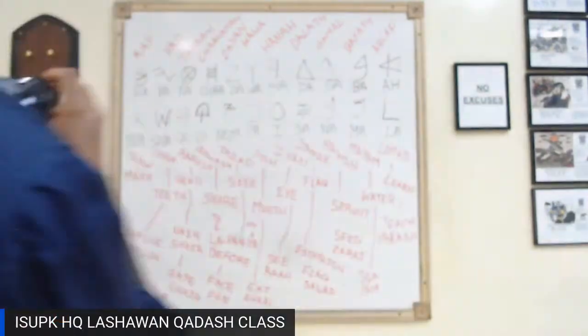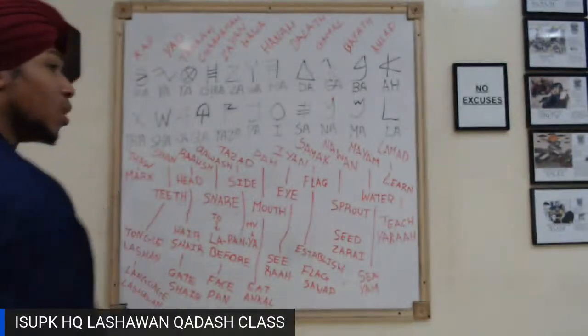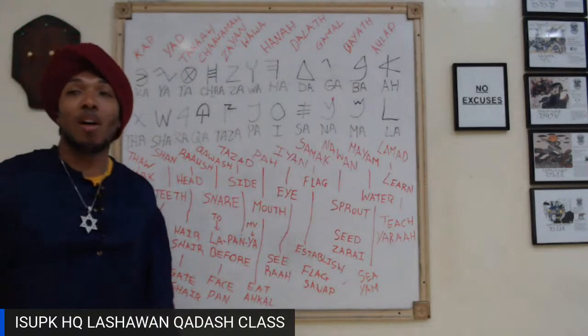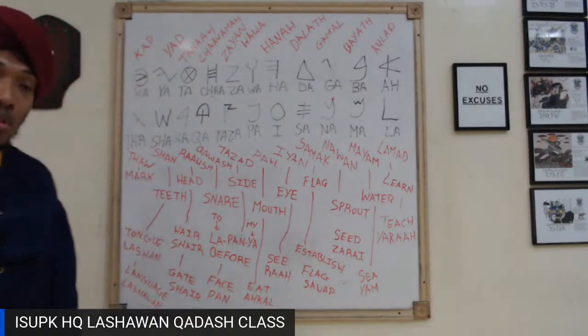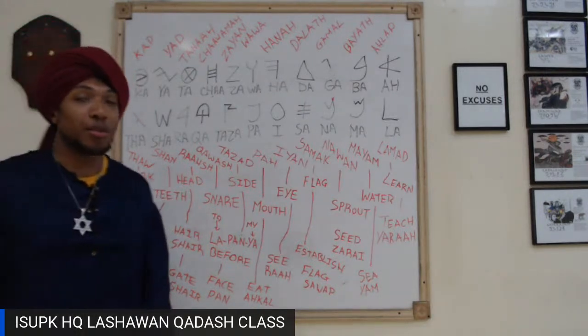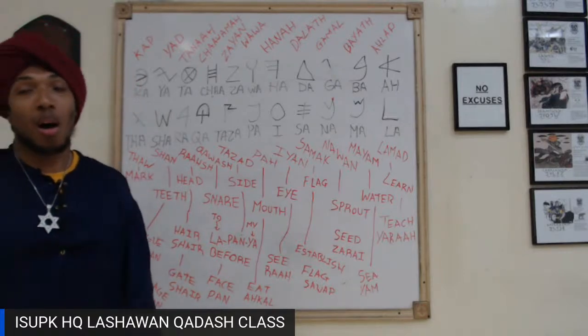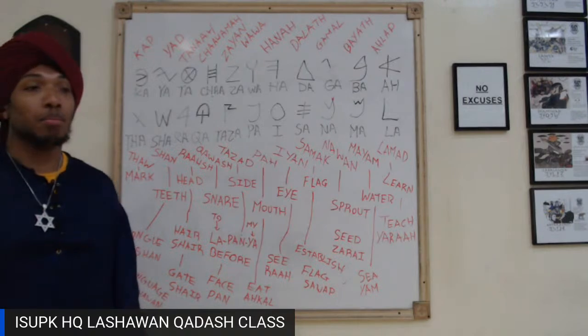Right? The word Mayam is water. And water is a thing that you can find in the sea. Ma is of. Right? Ma is of, and yam is sea. Of sea: ma, yam.